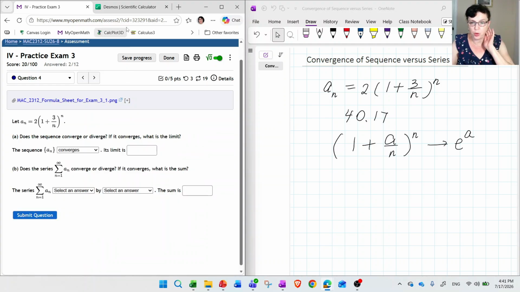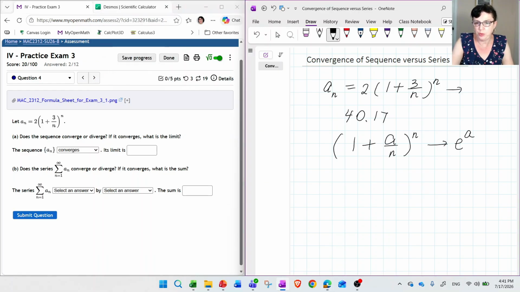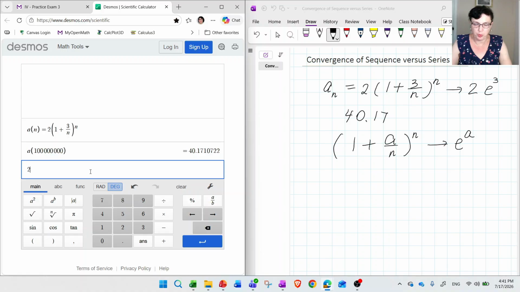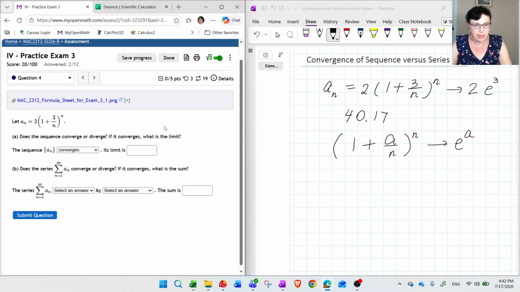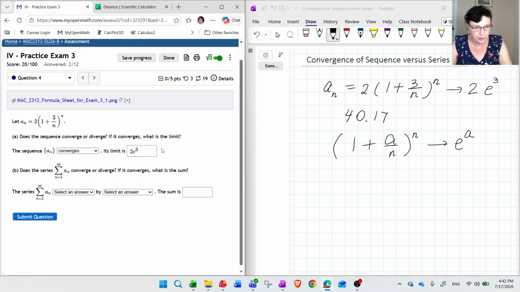Now let's see if that works in this case. I have (1 plus 3 over n) to the power n, so that should be e cubed. But I also have that 2 here, which will just be preserved because it's a constant multiple. Let's multiply 2 times e cubed and see if that's it. And it's exactly what it is. So that sequence converges and the limit is 2e cubed.